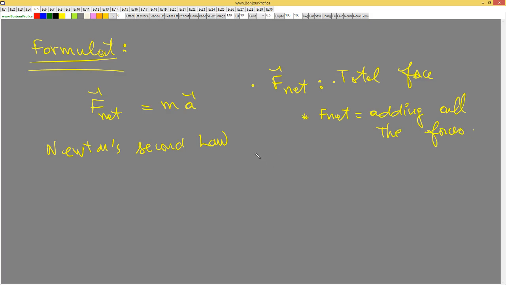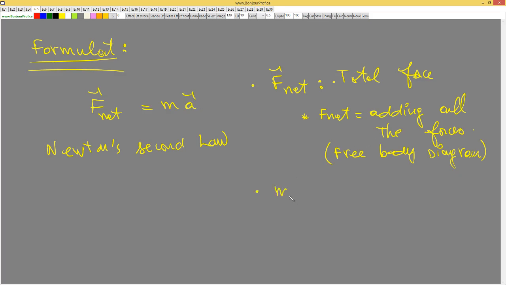Where are we going to find the forces? From the free body diagram. That's why we sometimes spend time to find the free body diagram, because it is the free body diagram that will give me all the forces. Mr. Newton tells us, the law of nature, it is like that. You want to find the acceleration, it is easy. Add all the forces and you have it.